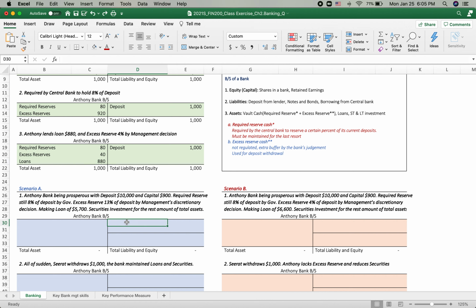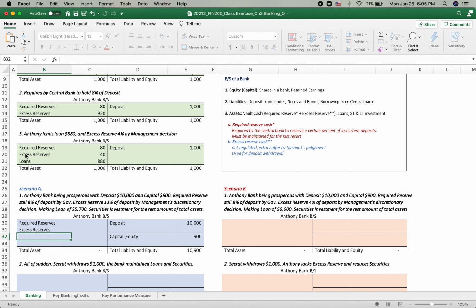So always starting from the liability, we have the deposit. Now deposit has been increased to $10,000, and then the capital, which is equity of the bank. The bank increased 900. There you go. So the total liability and equity is 10,900. That should be the same as the total asset, 10,900 at the end of the day. Now the required reserves and excess reserves, and then loans, and the other one is the securities investment.